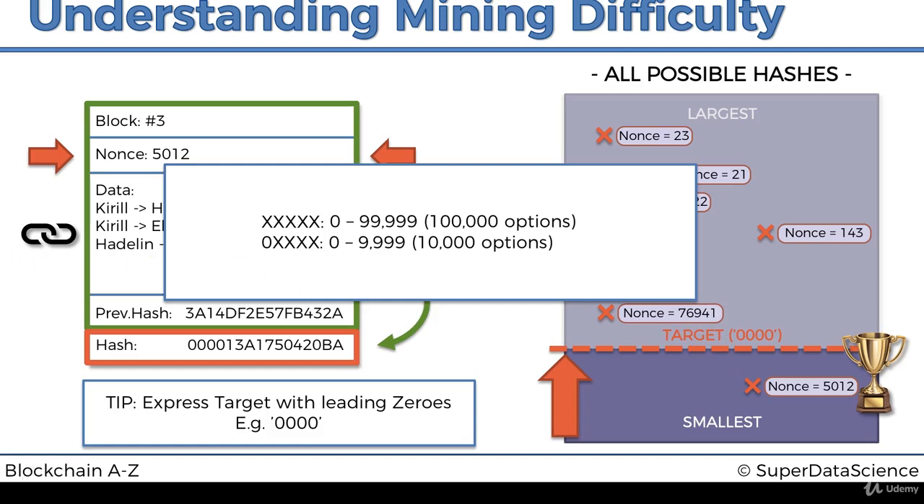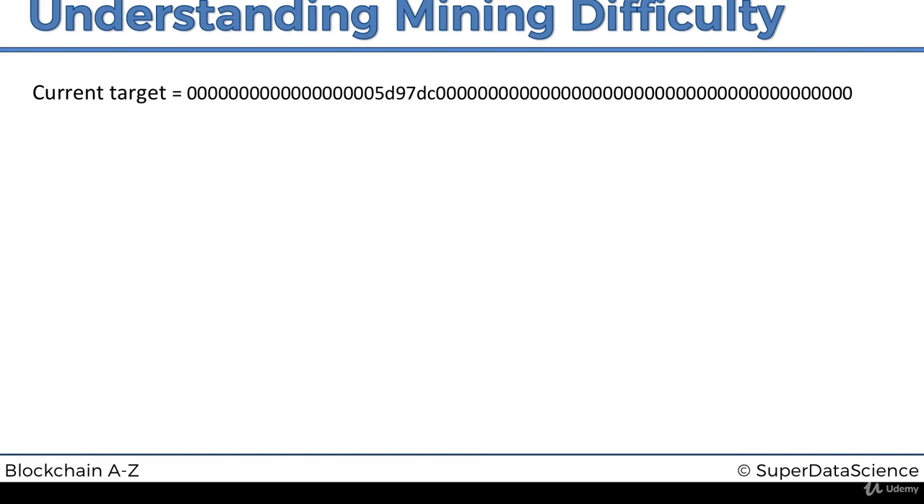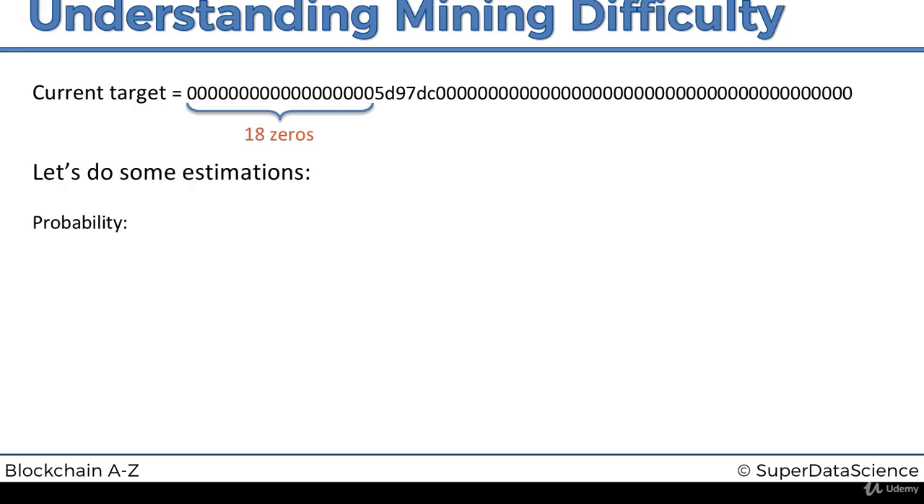Okay. So let's develop that even further. So this is the current target. We'll talk about where to get it a bit later. But this is our current target. Again, we're just going to focus on the leading zeros. The rest is not going to make much of a difference compared to the leading zeros. 18 leading zeros at the time of recording this video. And so let's do some estimations. What can we get from 18 leading zeros? We already saw what 4 leading zeros feels like. What does 18 zeros feel like? Let's do some estimations.